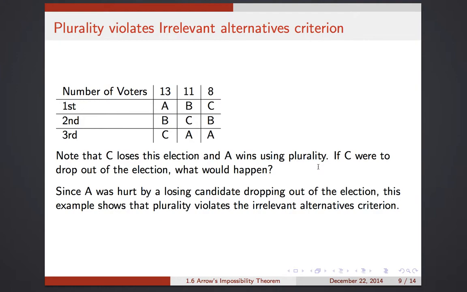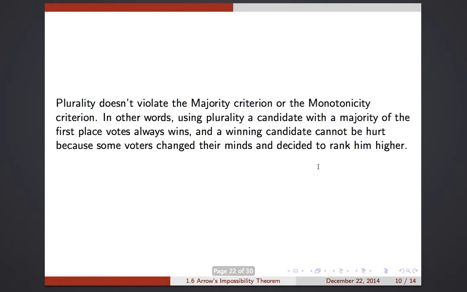So just to summarize what happens in this particular example, A was going to win, a losing candidate dropped out, and that caused A to lose. A now would certainly feel like something unfair had happened, and what in particular has happened here is the irrelevant alternatives criterion has been violated.